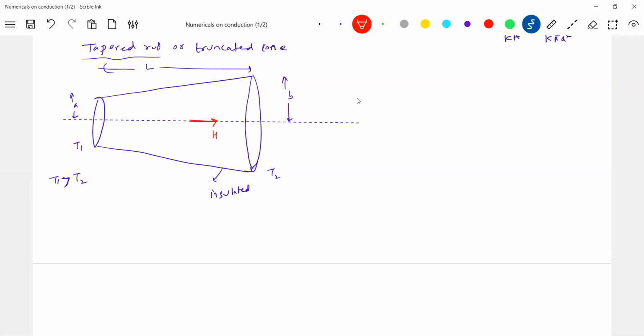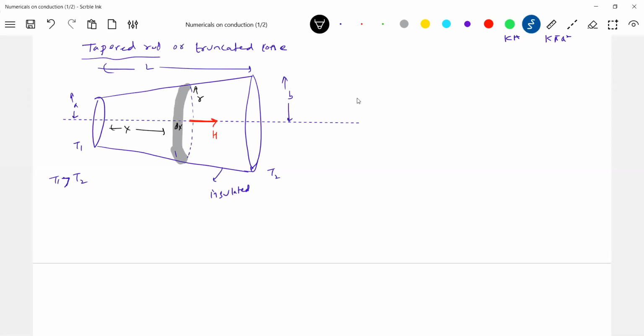It will flow along the x-axis here. Then how should we take the elemental structure? We should assume the elemental structure in such a way that the heat current is directed perpendicular to the disk. So this is dx, which we take at a distance x.